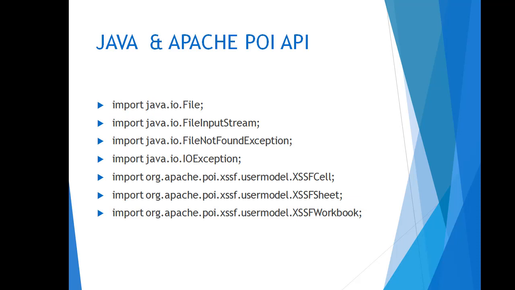Now a walkthrough of Java and Apache POI API. In this example, we have used some of the Java API libraries: the File class, the FileInputStream class, the FileNotFoundException class, the IOException class. All these APIs are related to Java. You can easily understand java.io. And we have used some of the APIs from Apache: XSSFCell to get the contents of the cell, Sheet to refer to a particular sheet, Workbook to refer to a particular workbook within the file. So all these APIs are useful for us for reading the data from XLSX.